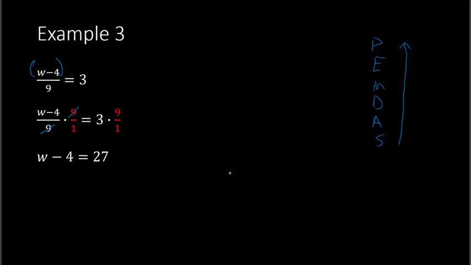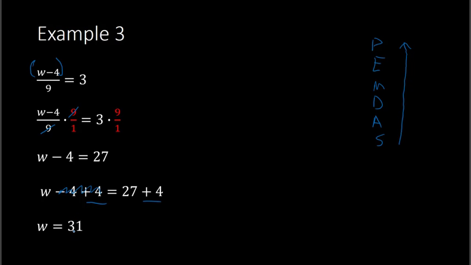So now I can do the last step, which is get rid of this minus 4. So to get rid of the minus 4, I do the opposite of minus, which is going to be addition. So I'm going to add 4 to both sides, here and here. The minus 4 and plus 4 will cancel out, which gives me just 0. So I have w plus 0, or w, on the left side. On the right side, I have 27 plus 4, which is 31. So my solution is w equals 31.